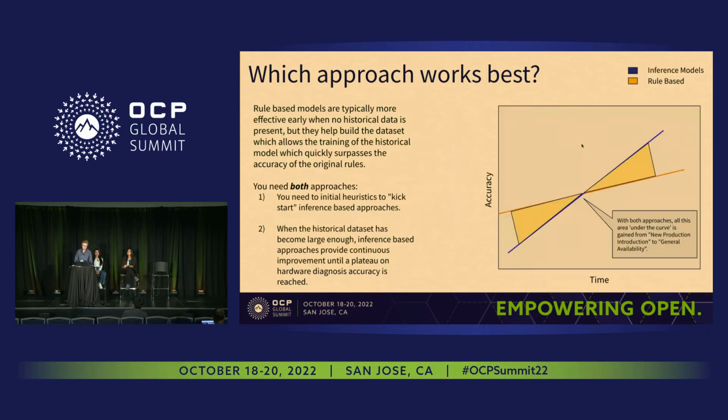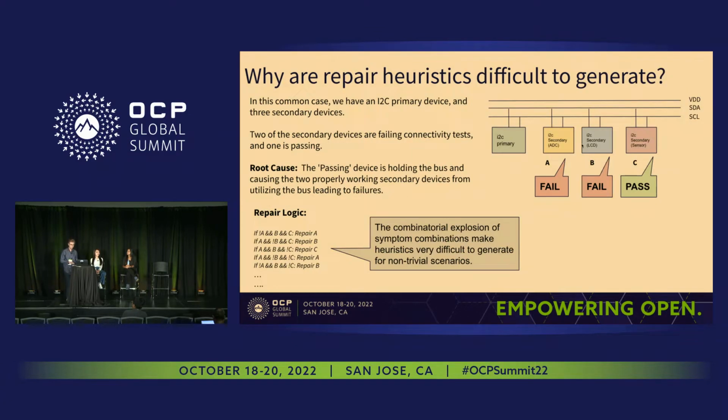So I mentioned earlier that I think both of these things work well together, and this graph tries to illustrate that. You need the initial heuristics to kickstart the inference-based approaches. You need some data to work off of. But when the historical data sets become large enough, then inference-based approaches provide continuous improvement over and above that plateau. By applying both of them together, you can capture all this area under the curve, and all that is money saved.